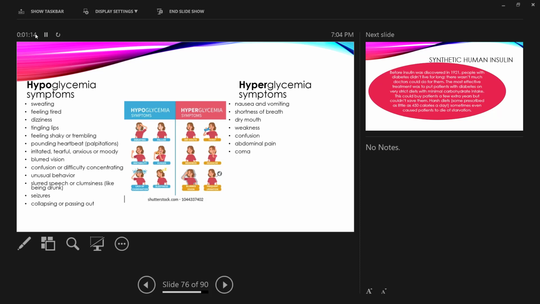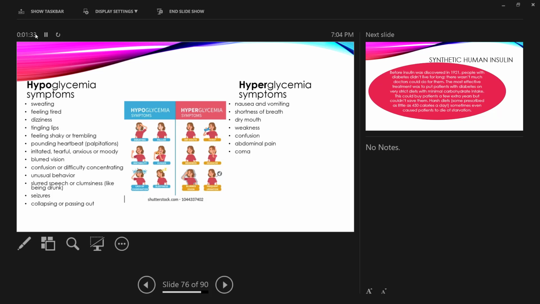Now, on the other hand, without sufficient insulin, we know that the body cannot use sugar or glucose for energy, and so it will start burning fat and muscle. And that process produces ketones, which end up in the blood and urine, and this is called ketoacidosis. Ketones are acids, and they are toxic, and they can cause damage in the body.